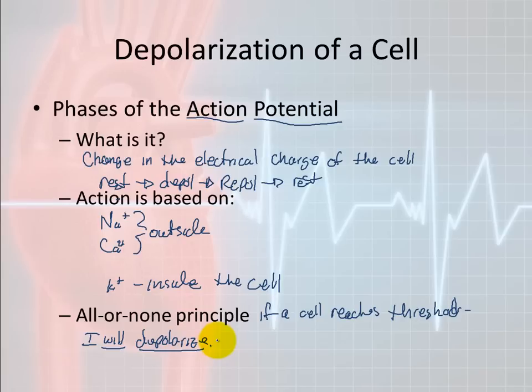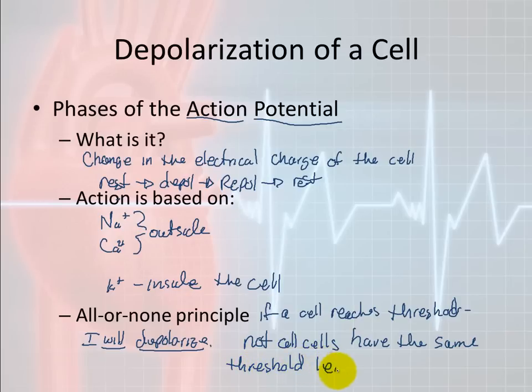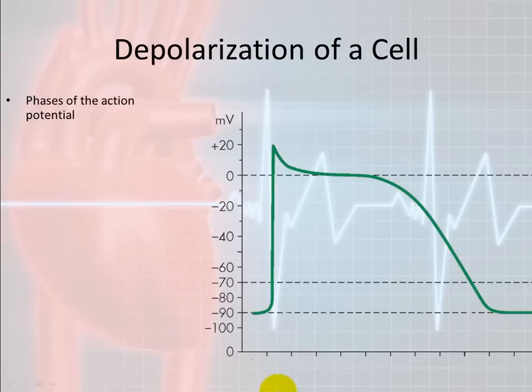There is no such thing as a partial depolarization of a cell. If that cell reaches threshold, which means it has the ability to depolarize, it will depolarize every single time. Now, while every cell will depolarize if it reaches threshold, not all cells have the same threshold level. And we'll talk a little bit more about this later. So let's talk about the action potential itself.